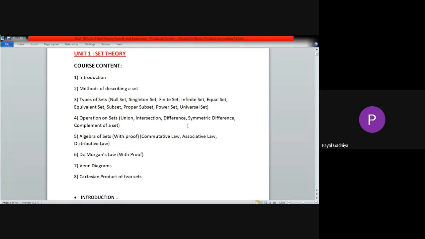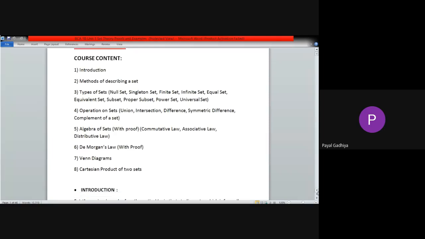Okay, so this is the course content of set theory. First, this is the introduction, then methods of describing sets. There are two types of methods by which we can describe a set. Then types of sets. We are going to see some types of sets: null set, singleton set, finite set, infinite set, equal set, equivalent set, subset, proper subset, power set, and universal set.